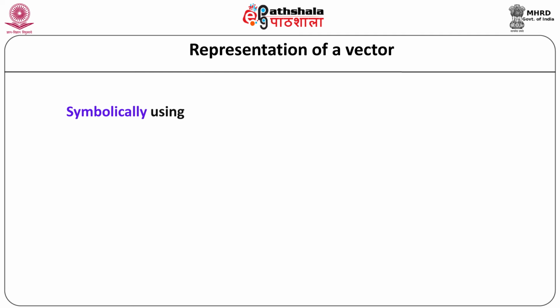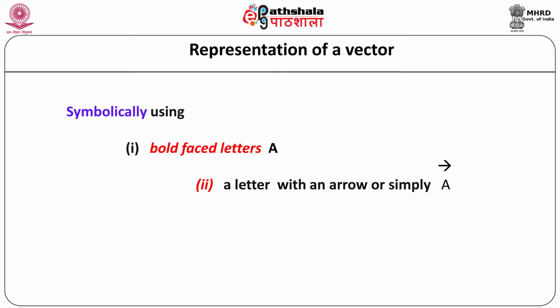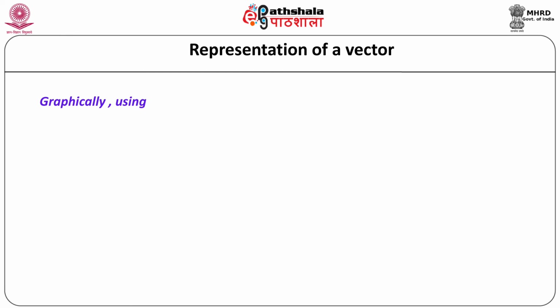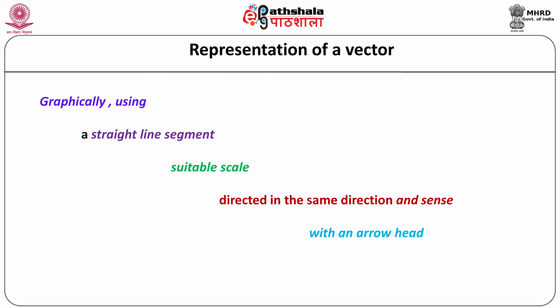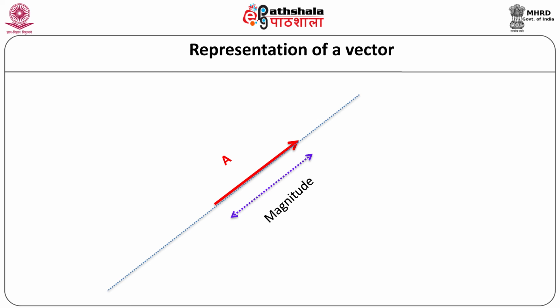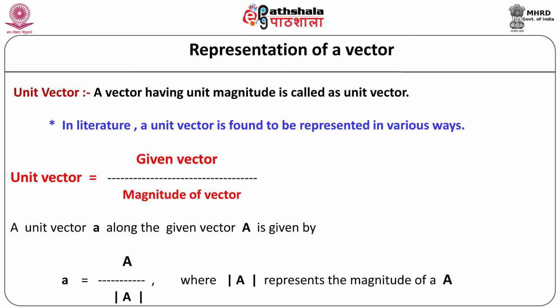A vector quantity is represented symbolically using a bold-faced letter or a letter with an arrow or simply with a bar on it. A vector is represented graphically using a straight line segment with suitable scale directed in the same direction and sense with an arrowhead. A vector A has magnitude and direction as seen in the diagram. The length of the arrow with proper scale represents the magnitude of the vector and the arrowhead indicates the direction. A vector having unit magnitude is called a unit vector.